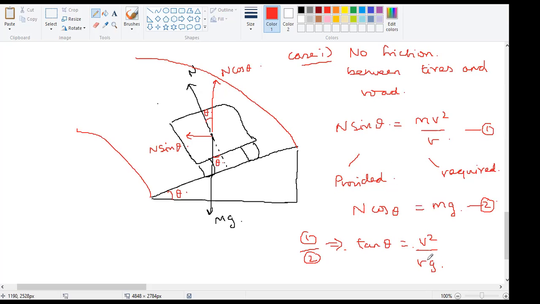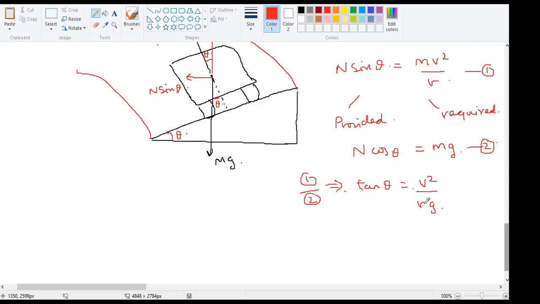For a given track, radius is fixed. You are living in the earth, which means the g is also fixed. So what does that mean? As the theta increases, the maximum velocity will also increase. I told you equal to means maximum velocity. So it means as the theta keeps on increasing, I can go at a higher speed. So now you should know why the racetracks have such a very vertical bank like this, 31 degrees or something. Okay, any questions?